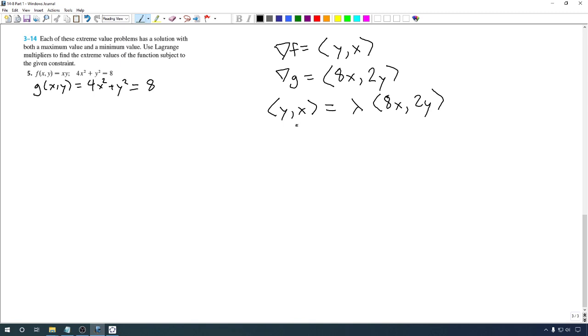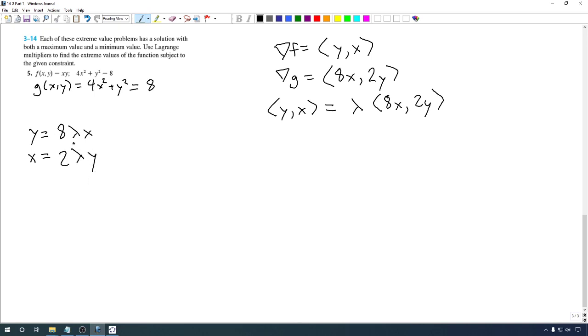But usually what we'll do is turn this into a set of equations. The first component, y, is equal to lambda times the first component of 8x, so I'll write that as y equals 8 lambda x. Then we do the same thing with the second component. This x has to equal lambda times the second component, 2y. So we end up with the equation x equals 2 lambda y.